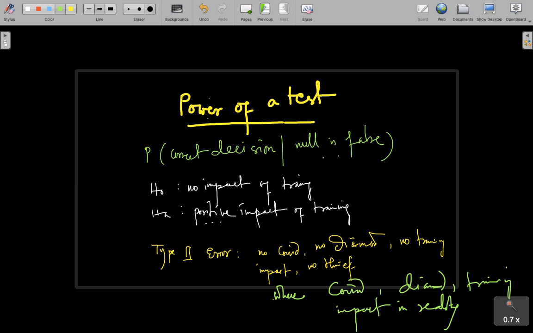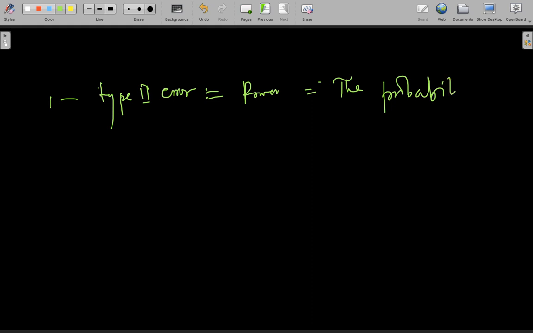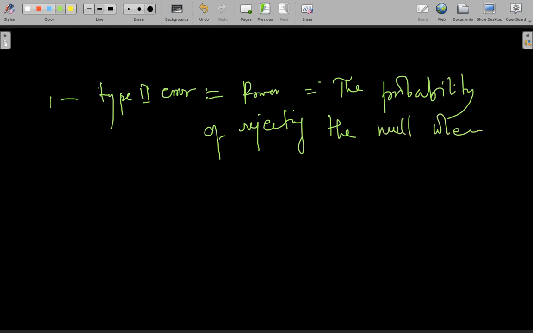So if I try to see that, type 2 error is we wrongly identify something as negative when in reality that is positive. So 1 minus type 2 error is power. So it is going to be the probability of rejecting the null when in fact the null is false, right? Okay, so that's basically the idea of power.